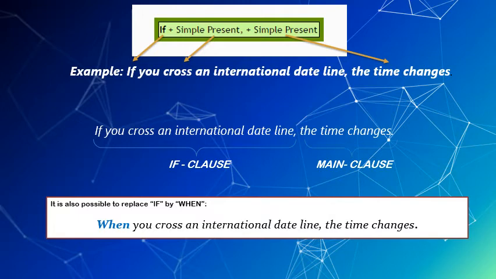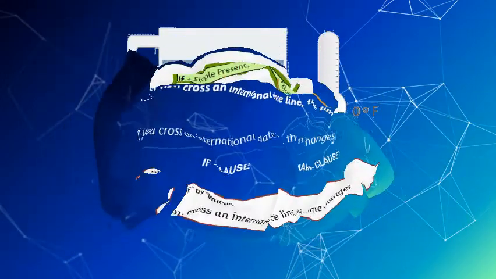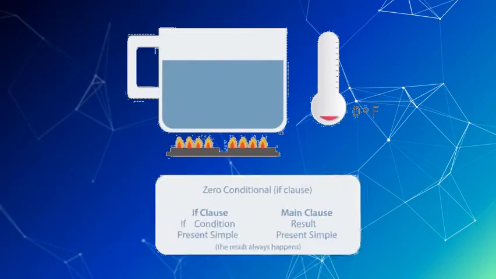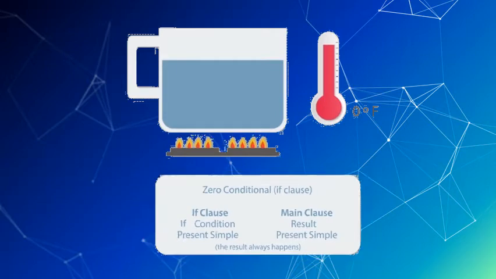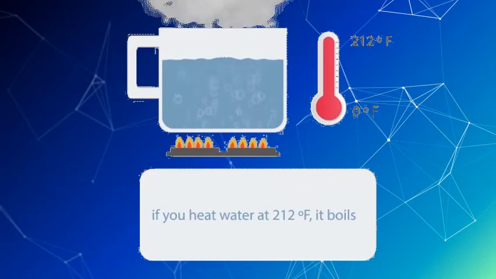And what happened here, kids? We can change the word if by using when. For example, we have here, when you cross an international date line, the time changes. We have a short explanation about the zero conditional here. And as it says, if represents condition and the main clause represents the result.